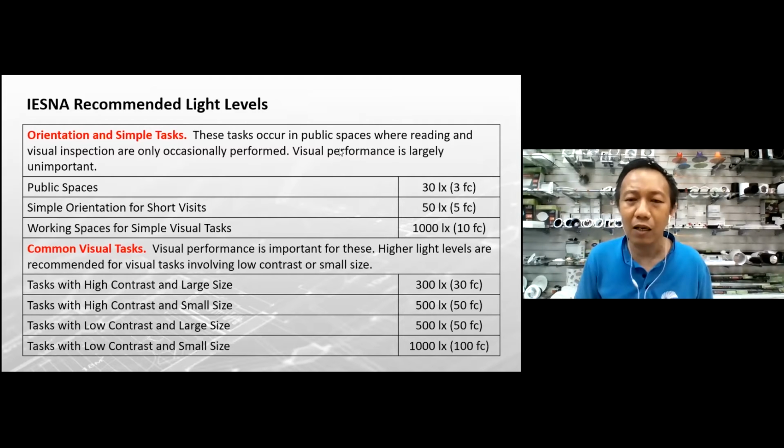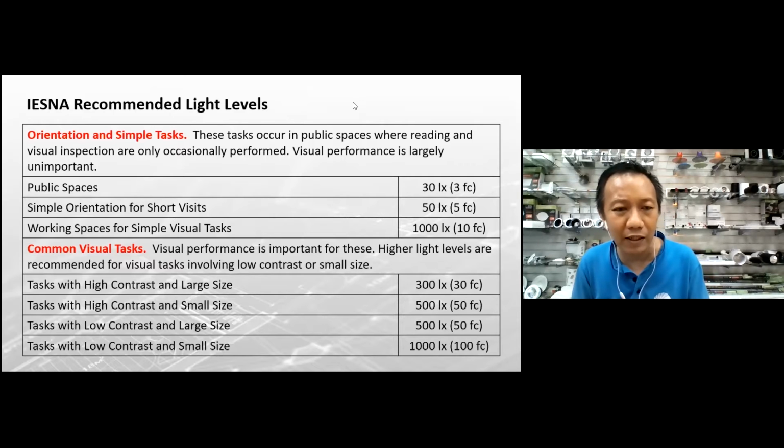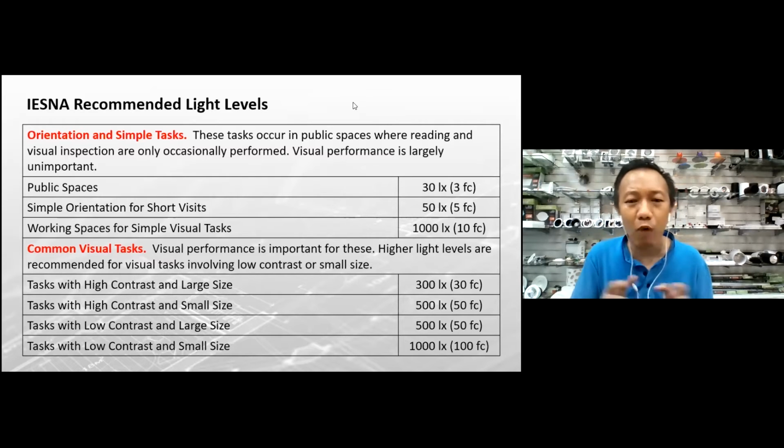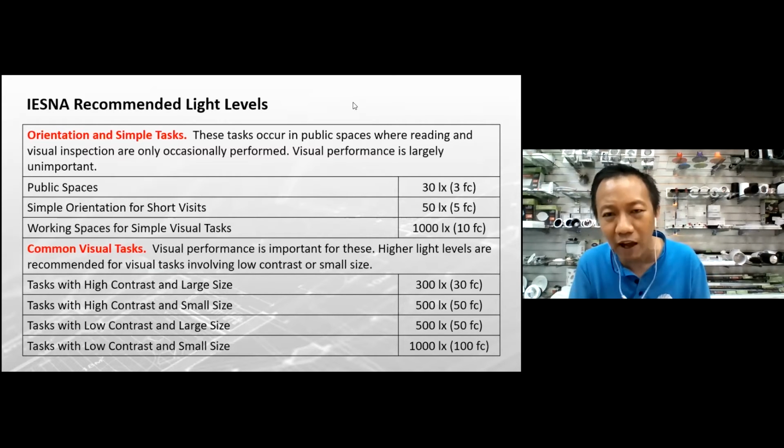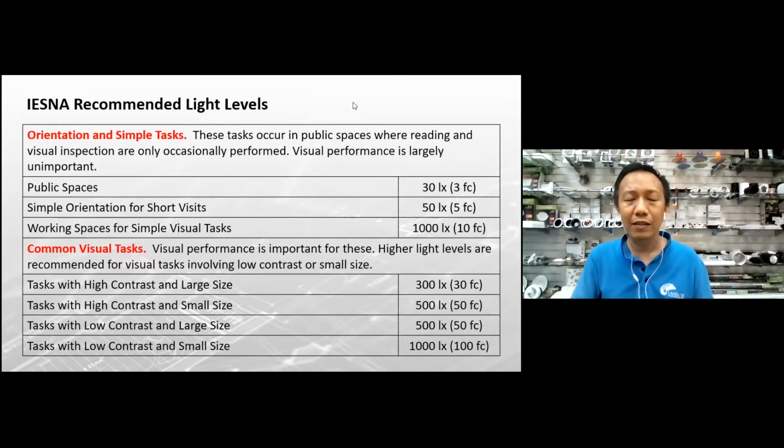This needs to be higher, 1,000 lux. Common visual tasks, where visual performance is important. If the task has high contrast and large items, around 300. High contrast but small items, add a little more, 500 lux. The office is around 300 to 500 lux recommended. For low contrast but large size, 500 lux.